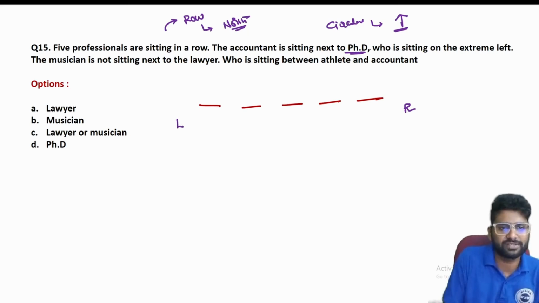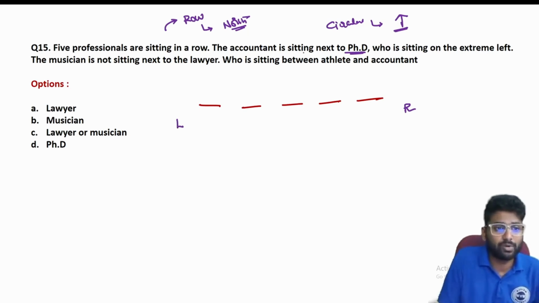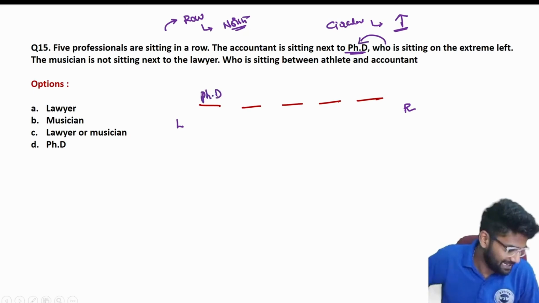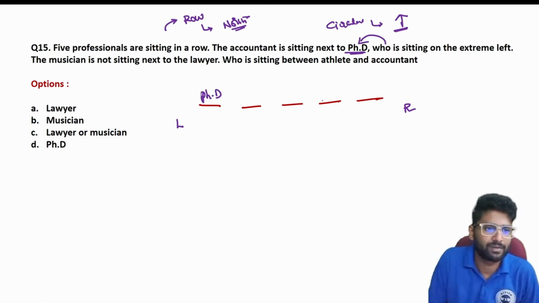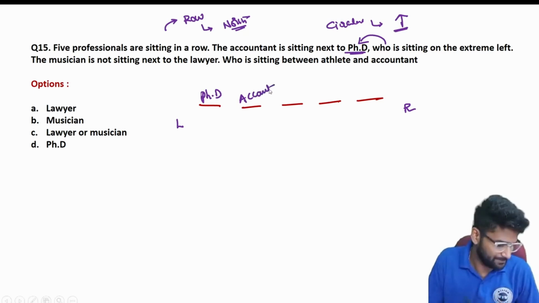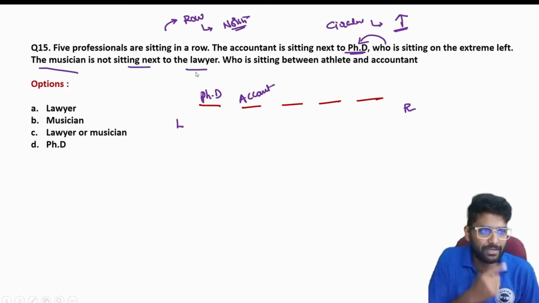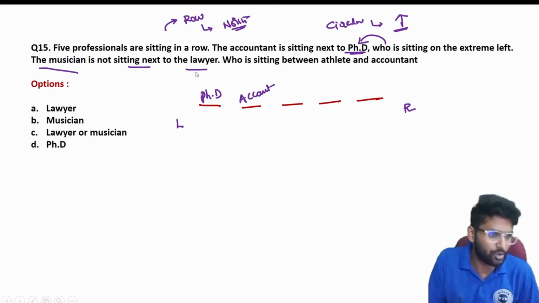Now read this information. Guys, here the accountant is sitting next to the PhD. Who is sitting on the extreme left? Guys, here it means the PhD. The person who holds the PhD degree sits at the extreme left. Now the accountant is sitting here, it must place the accountant. Why? Because he's next to that person. The musician is not sitting next to the lawyer, so both are not adjacent to each other according to the condition.